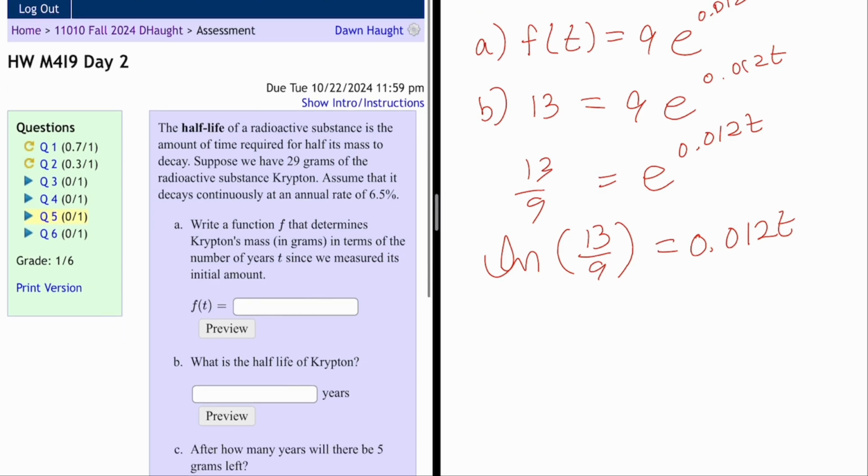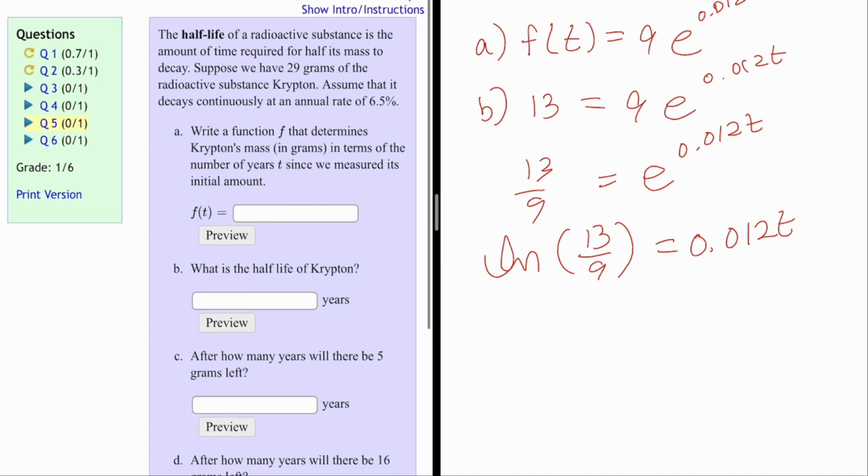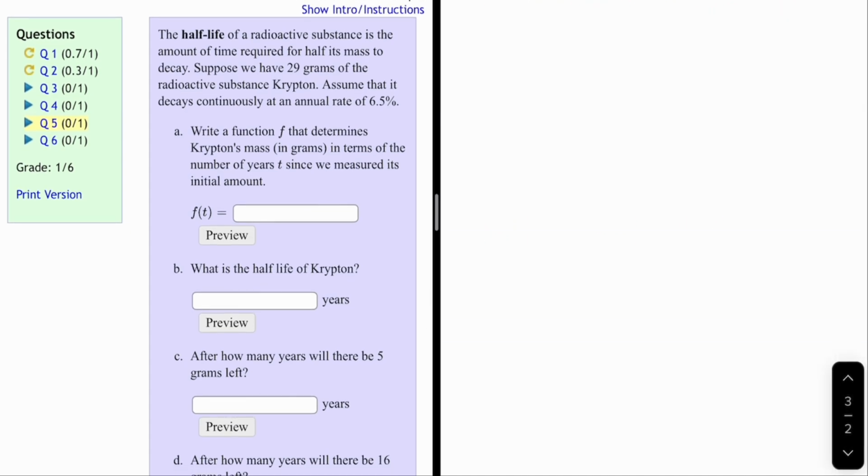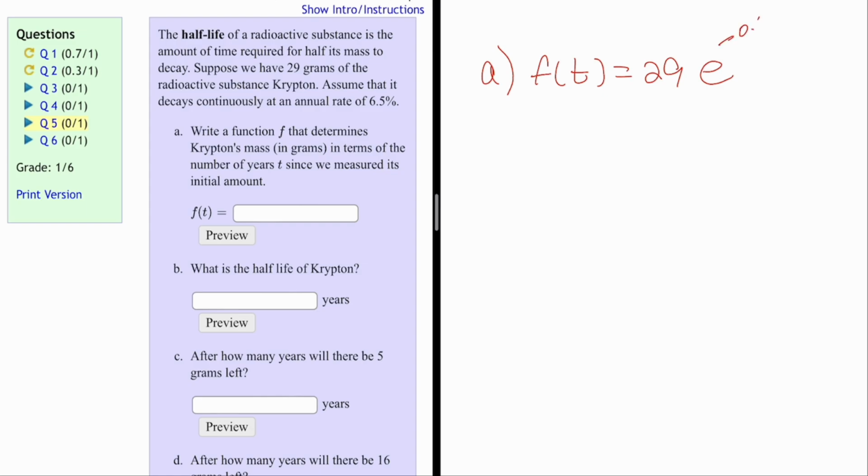Now, this is a continuous decay, so I want to do question number 5 with you. If it says that it is decaying, the only difference from what we did for questions 1 through 4 is we want to use a negative rate. So for part A here, the function is going to be f of t equals the starting amount, 29 grams, e to the power of negative 0.065t. So that is your formula for A.